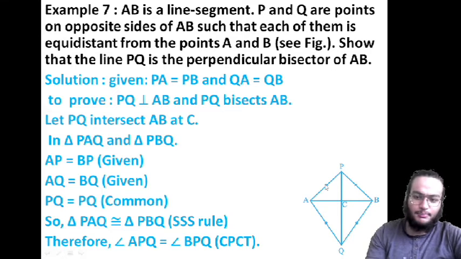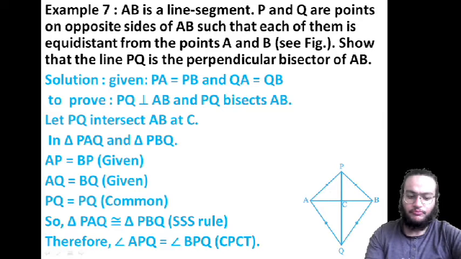We are given that PA is equal to PB and QA is equal to QB, and PQ is the common side between the triangles. Hence by the SSS congruence rule we can prove that triangle PAQ is congruent to triangle PBQ. Therefore by the CPCT rule we can get that angle APQ is equal to angle BPQ.